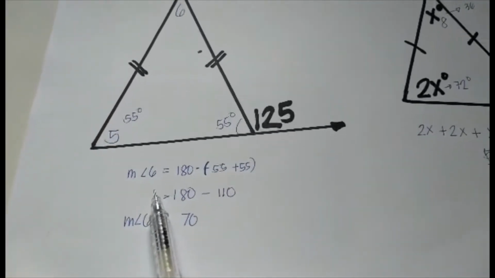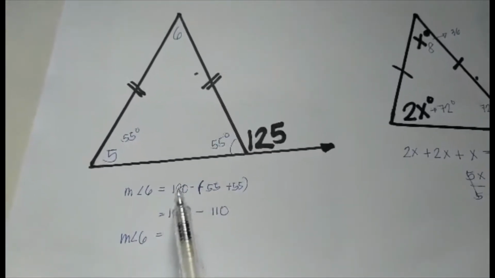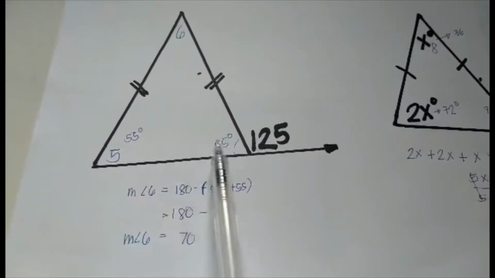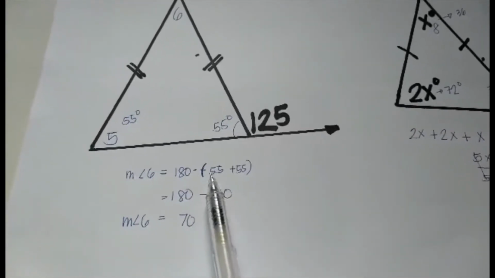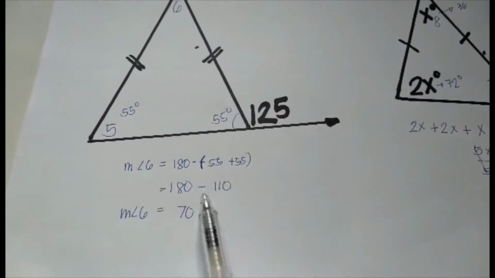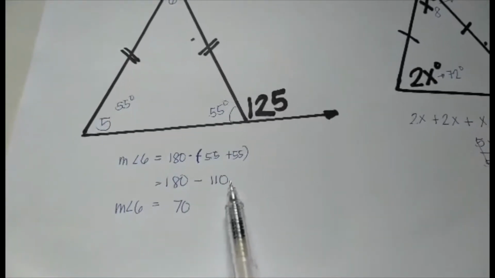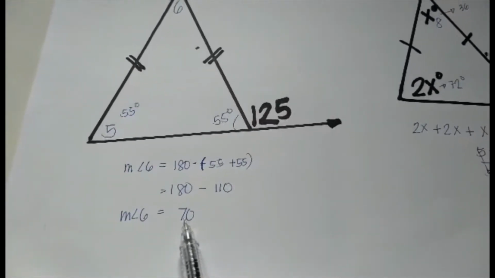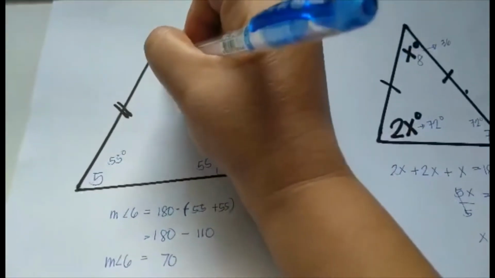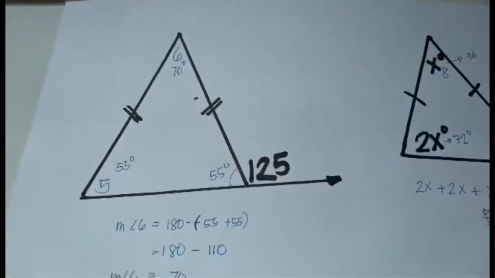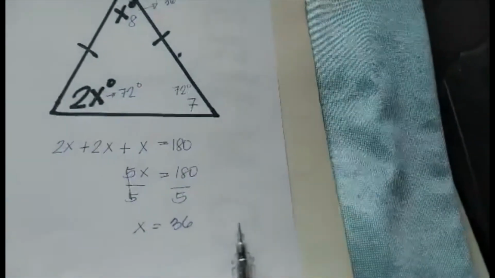To solve for angle 6, we have to add the two 55s and subtract from 180. 55 plus 55 is 110. So 180 minus 110 gives us 70. Therefore, the measure of this angle is 70 degrees.